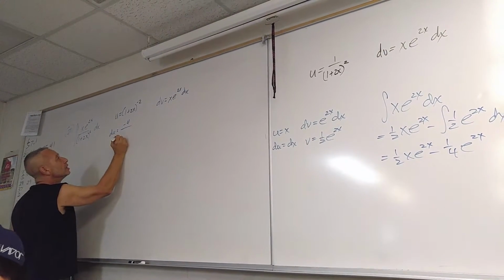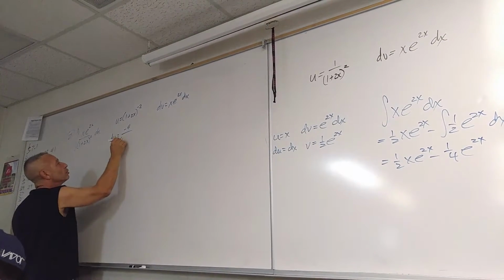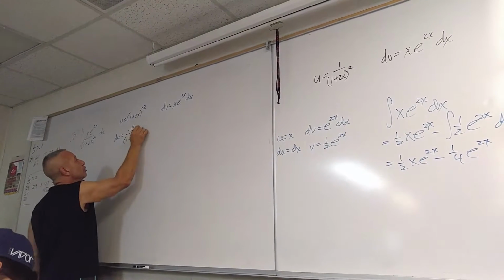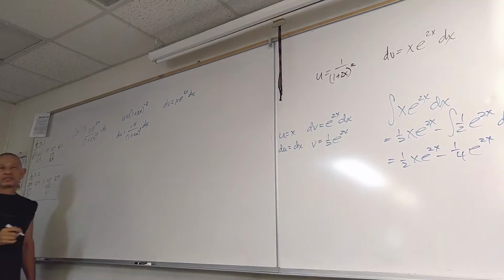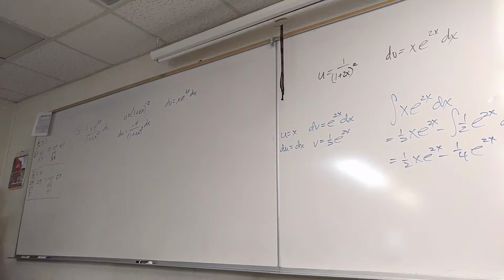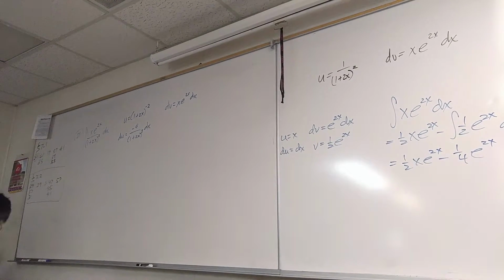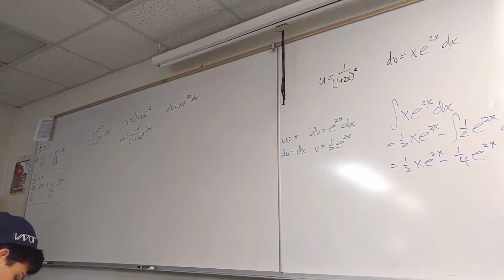-4 over 1 plus 2x quantity cubed dx. Am I deliberately skipping some steps on you guys? You've got to be able to do derivatives like this in your head. This is Calc 2 now, right?